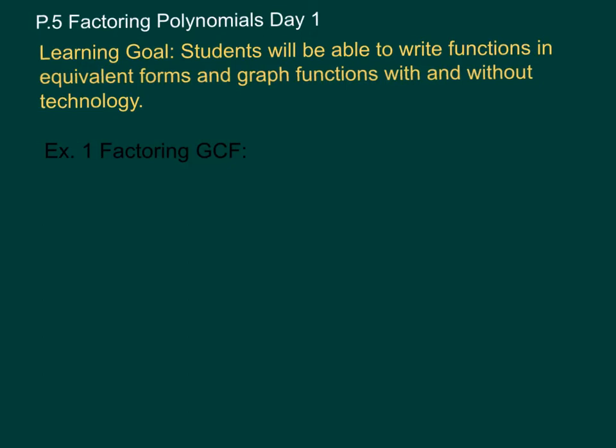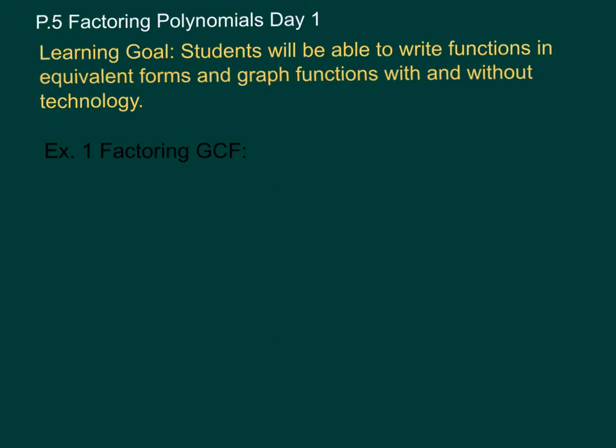P5 Factoring Polynomials Day 1. P represents the prerequisite chapter, which is the first chapter in our book. And our learning goal has changed now to be that you will be able to write functions in equivalent forms and graph functions with and without technology.